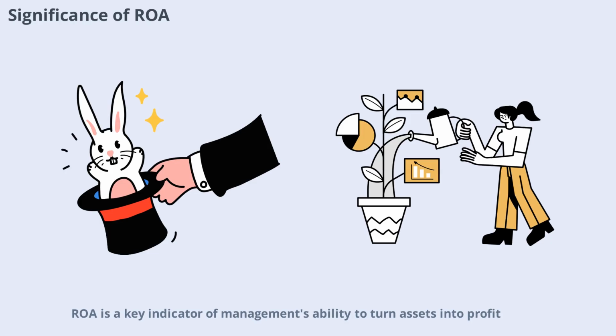ROA is a key indicator of management's ability to turn assets into profit. It is especially important in industries where large investments in assets are required. A higher ROA means the company is making good use of its investments, while a lower ROA may indicate inefficiencies or excess capacity. Comparing ROA across similar companies can reveal which firms are more effective at generating returns from their assets.